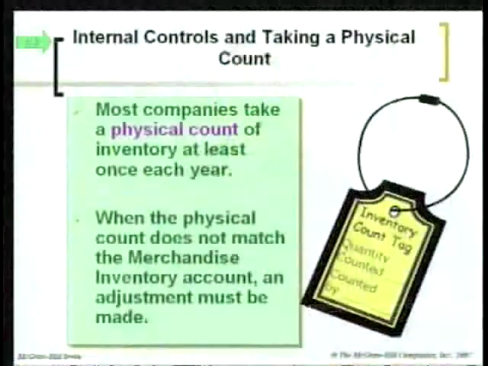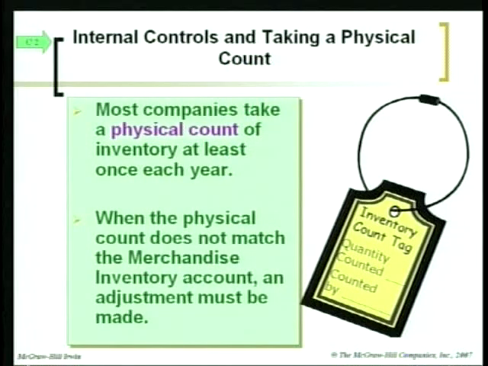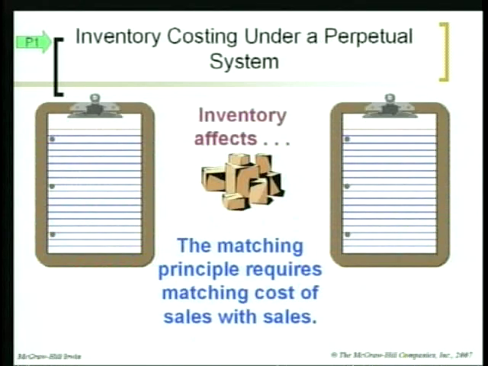All right, and you can read about that in your book. Okay? And as we said, most companies take a physical count of their inventory. Most of the time, that's just once a year, because every now and then you have to make sure your books reflect reality. Okay? And we already talked about today, when the physical count does not match the inventory count, you have to make an adjustment to your books. Okay? All right, that is where we're going to end today.